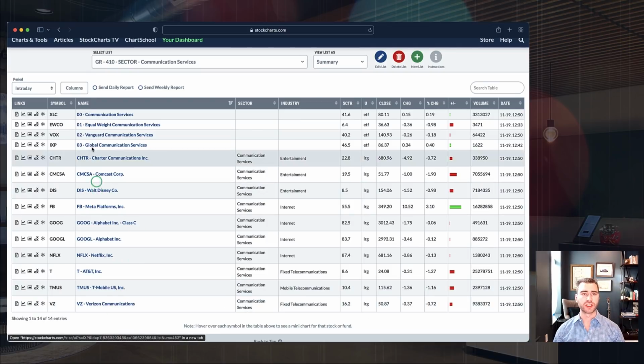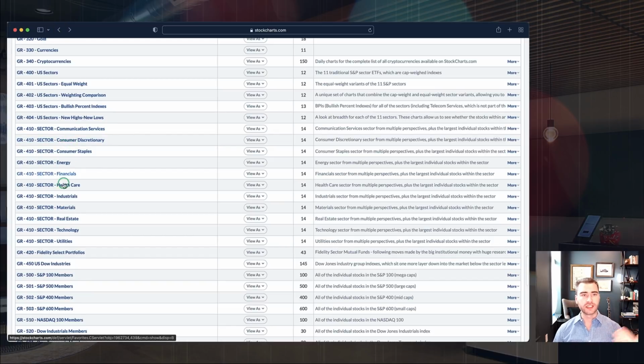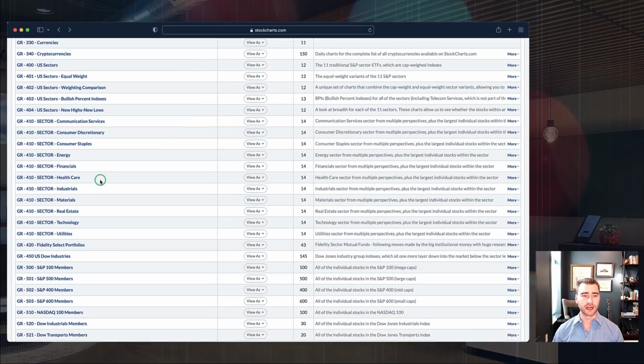We have charts for each of those to help you keep an eye on the biggest outsize elements within each sector. So we'll go back. We do that for each of those sectors: communication services, discretionary, staples, energies, financials, all the way down. We have one of those lists for each sector.